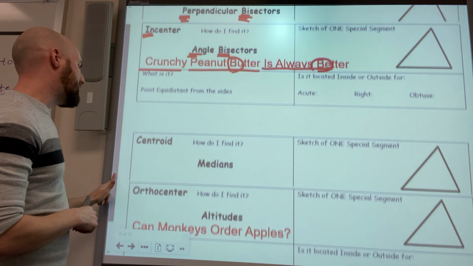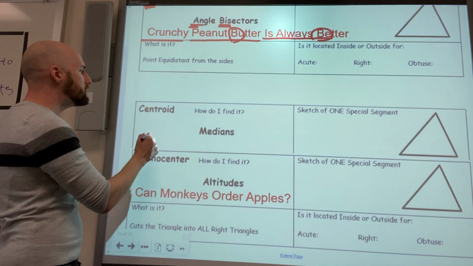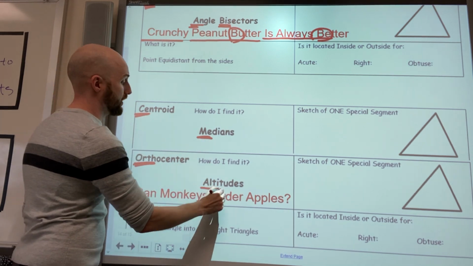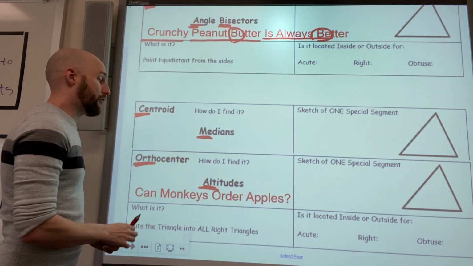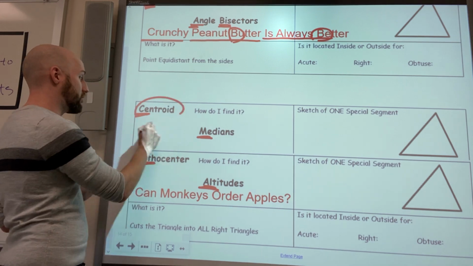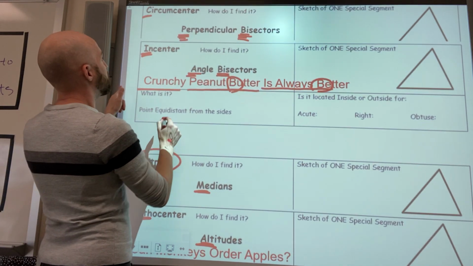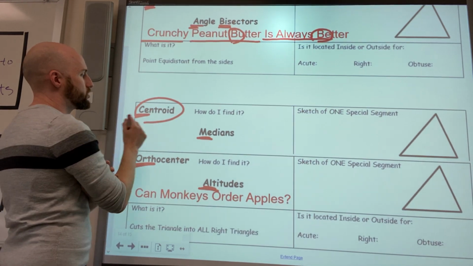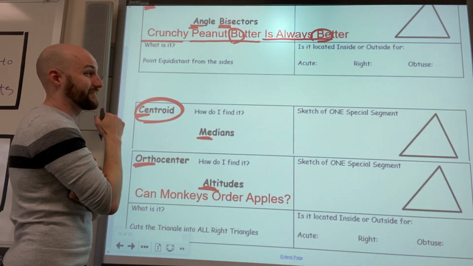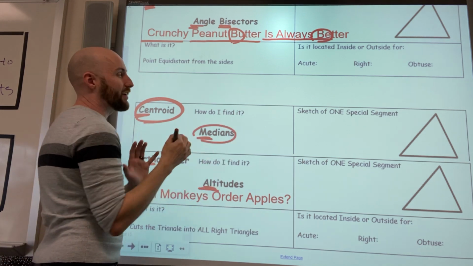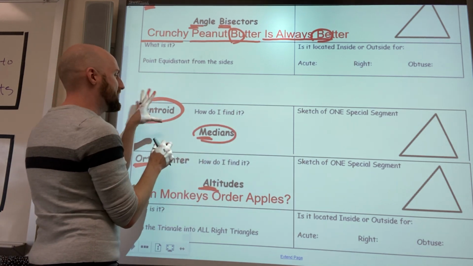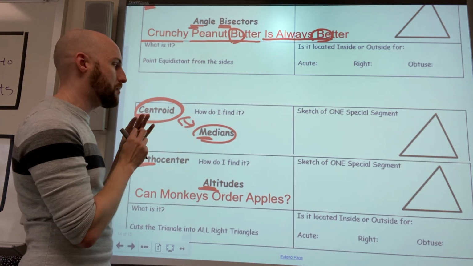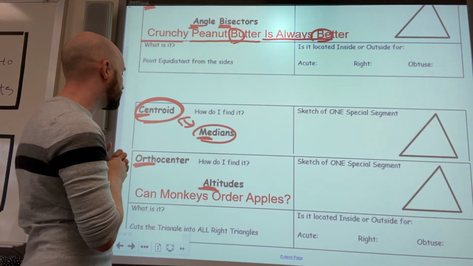And then can monkeys order apples? A centroid goes with the median, and the orthocenter goes with the altitude. Now I will point out there are two with the letter C in it, centroid and circumcenter. I sort of associate the word centroid, it sounds a lot like central, and medians I think is like in the middle. So like in the center, in the middle, I kind of have a connection for those two in my head already, so I remember that that's the C word that goes with it.